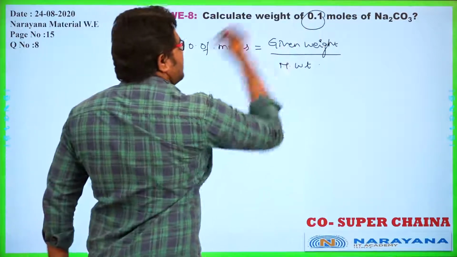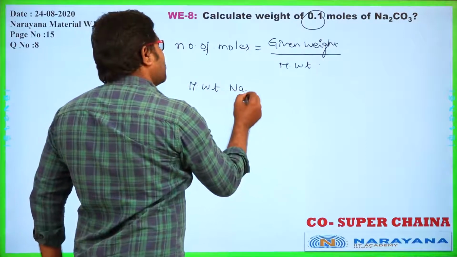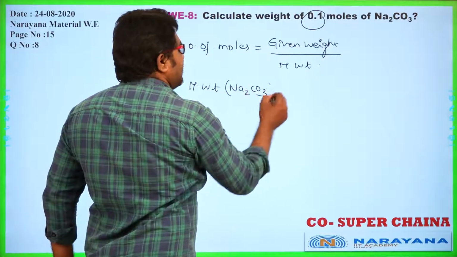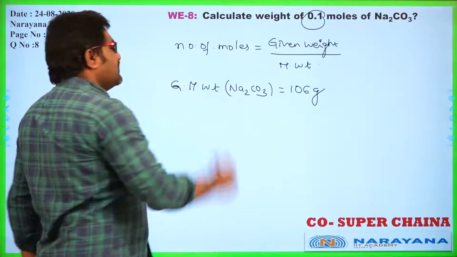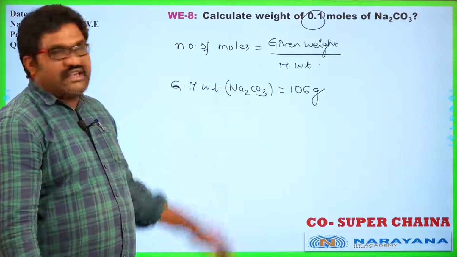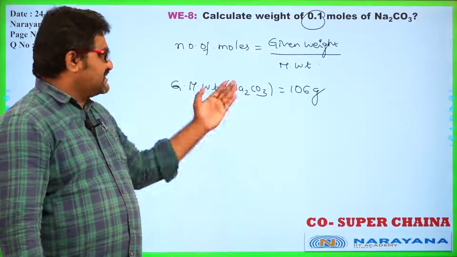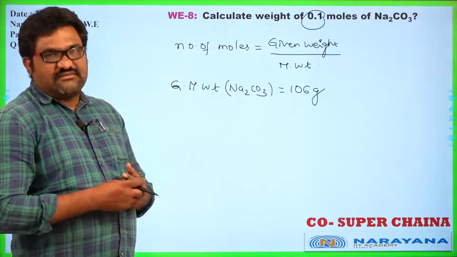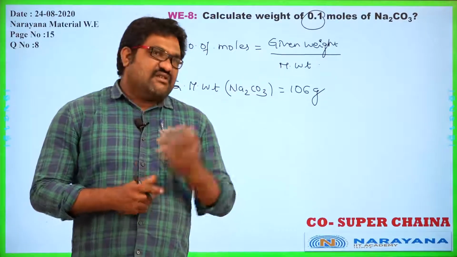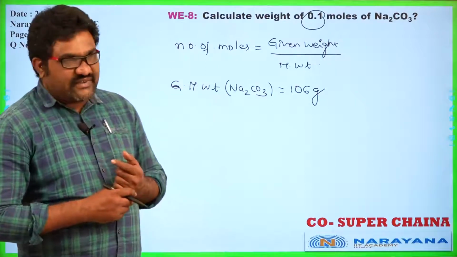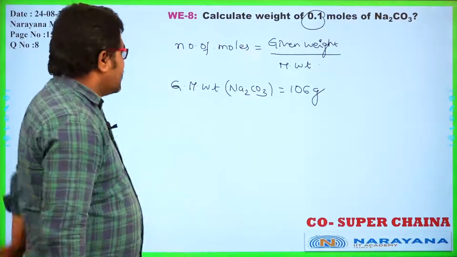Now, he has given the number of moles. How many moles are given? And the molecular weight of Na2CO3. The gram molecular weight is 106 grams, as sodium has atomic weight 23 and 2 sodium atoms are there, so 2 into 23, plus 12 for the 1 carbon atom, and 3 oxygen atoms, 3 into 16. By calculating all those, we have 106 grams as the molecular weight of Na2CO3.